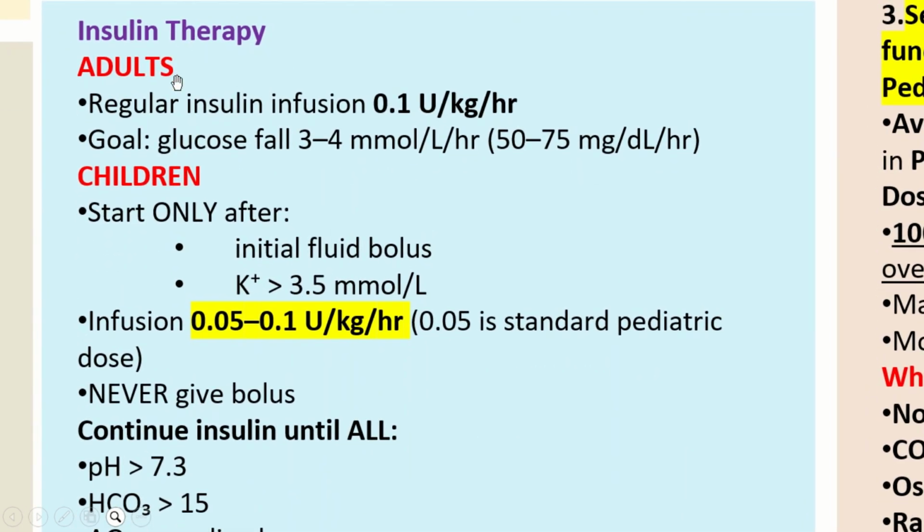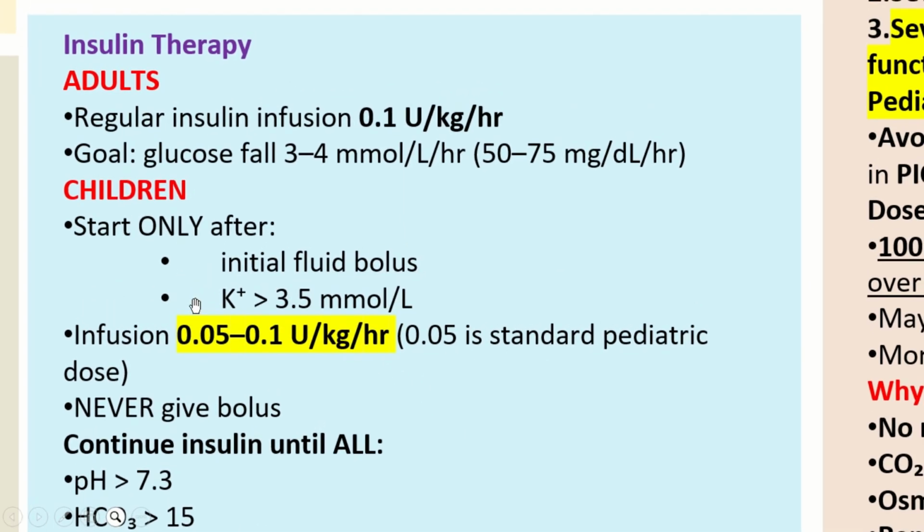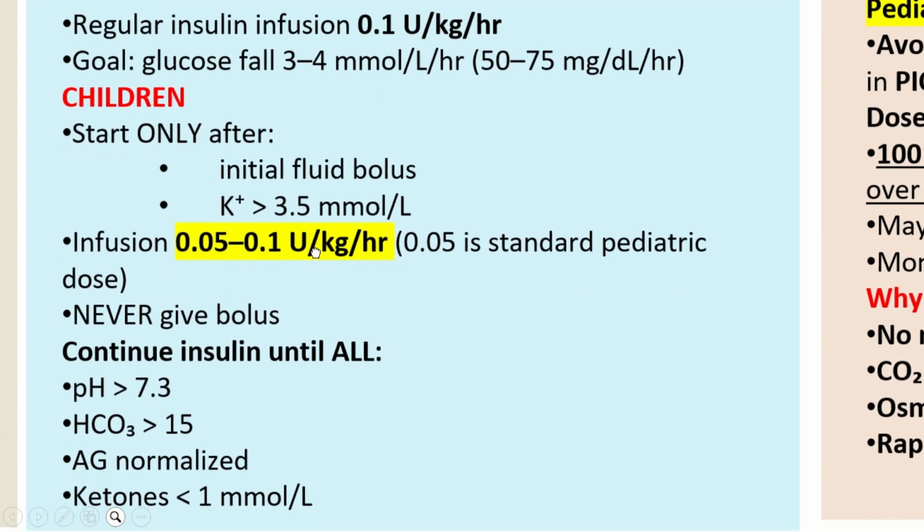So in adults, normally we use regular insulin, and that is going to be intravenous insulin. Normally when you have DKA, please use IV insulin and not the subcutaneous, because the dehydration and everything else makes the absorption even worse for the subcutaneous. So you want to give regular insulin at an infusion of 0.1 units per kg per hour. And we want to see that the glucose is falling by 3 to 4 millimoles per liter per hour, and that is 50 to 75 milligrams per deciliter. So some people just say 50. You want to reduce by 50 milligrams per deciliter per hour, or 3 millimoles per liter per hour. When you do this, that is when you're safe.